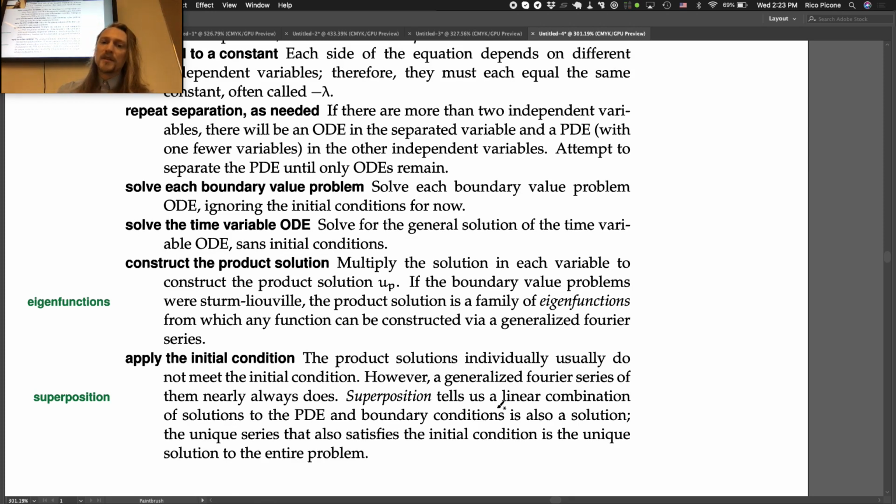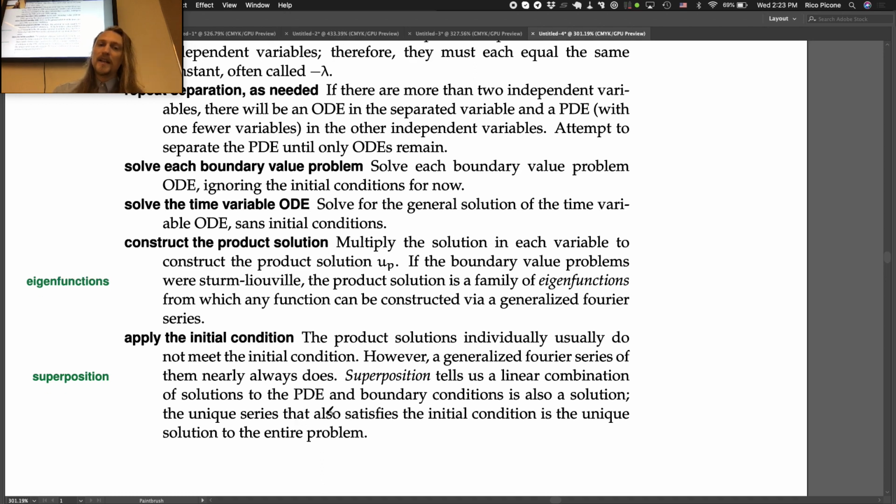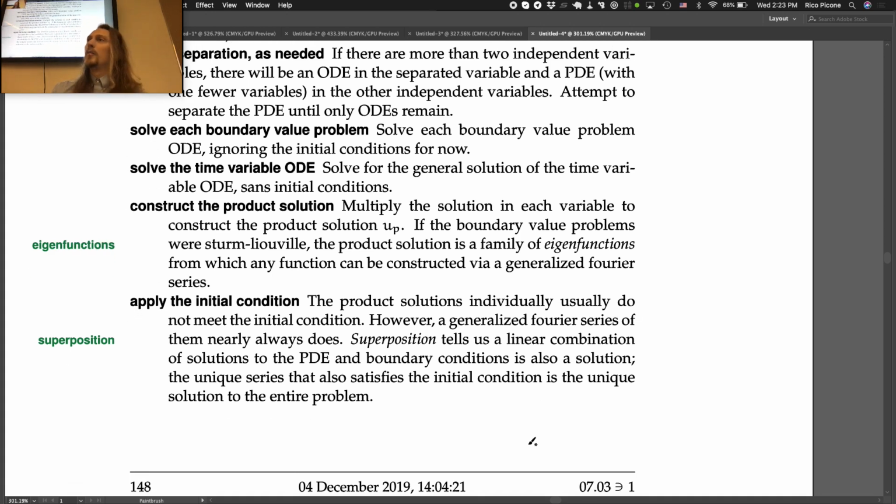Superposition tells us a linear combination of solutions to the PDE and boundary conditions is also a solution. So a linear combination of what we've got for the product solution here is also a solution, which is great because you can take a linear combination of them as a generalized Fourier series, and you'll be able to construct virtually any initial condition. So the unique series that also satisfies the initial condition is the unique solution to the entire problem.